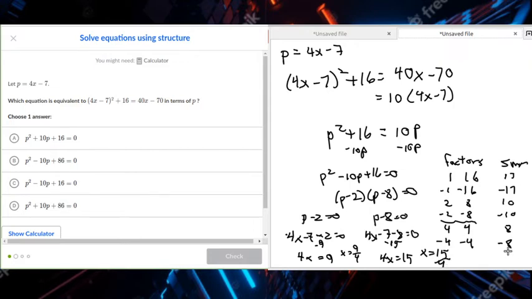We didn't actually have to do all of this stuff up here. We just wanted to know this, what we are here. But I definitely want you to be able to solve through all of this stuff. P squared minus 10p plus 16 is equal to 0. So that's the one we want.